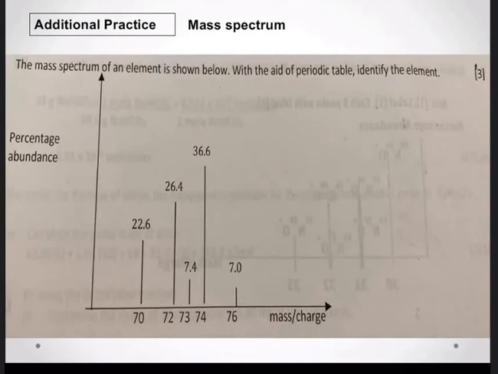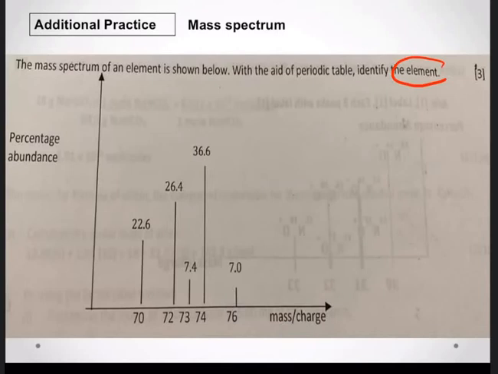Okay. So this is one of the possible question that can be asked about mass spectrometer ataupun mass spectrum. Don't be confused. Mass spectrometer is a device. Mass spectrum is a graph. Okay. So given that in this question, the mass spectrum of an element is shown below. With the aid of the periodic table, identify the element. Kalau tadi kita dah tahu dah sampel kita neon. Okay. Tapi in this case, dia bagi tahu element. So kita kena carilah what is this element.